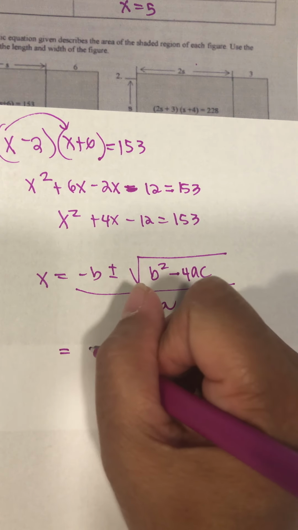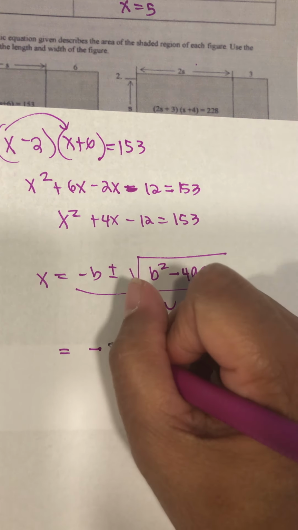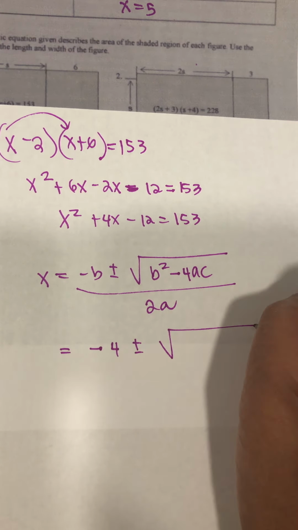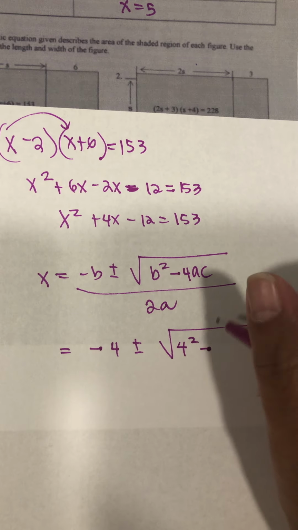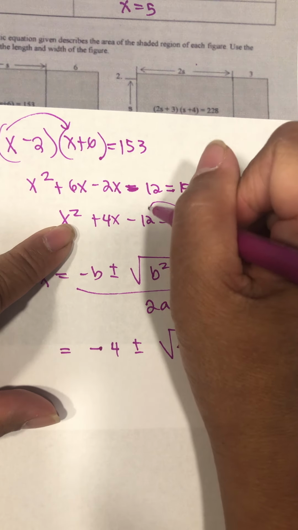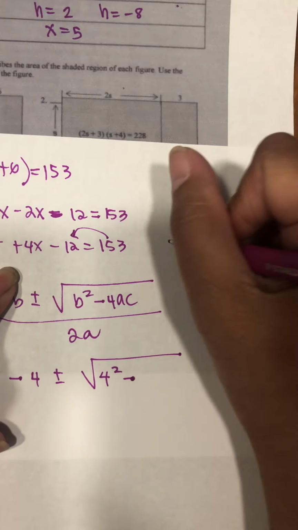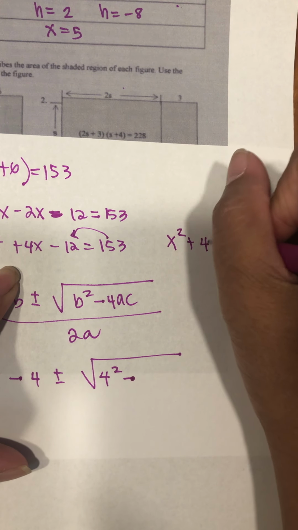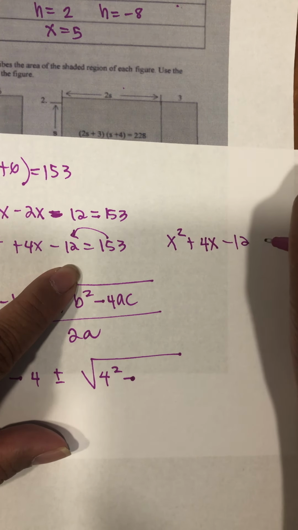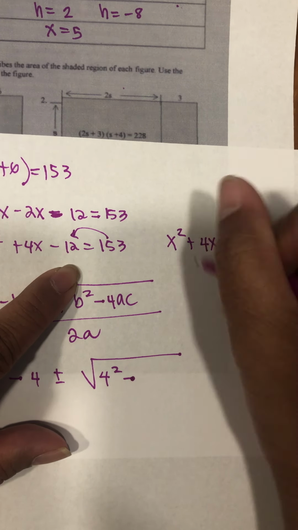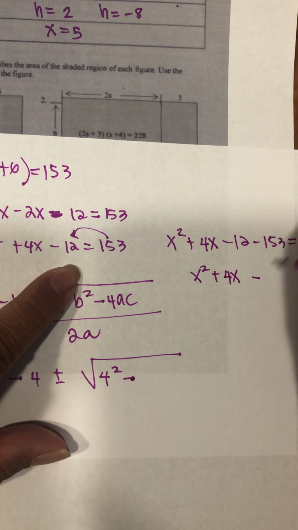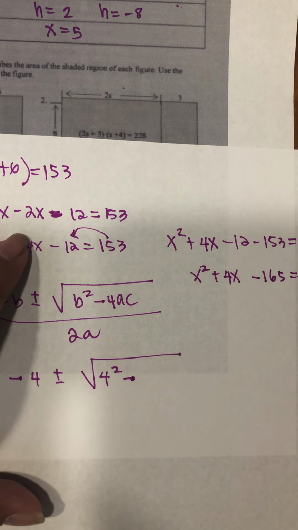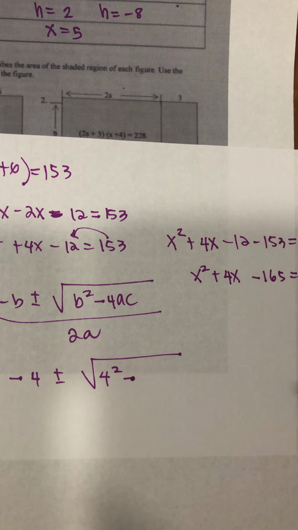Okay, so negative b is 4 plus minus 4 squared minus, oh sorry, we have to convert that first. Okay, so we have x squared, sorry Keith, I'm really just so tired now. Minus 12 minus 153 equals 0. So x squared plus 4x minus, how much is this? 165. Okay, this is going to be no solution.